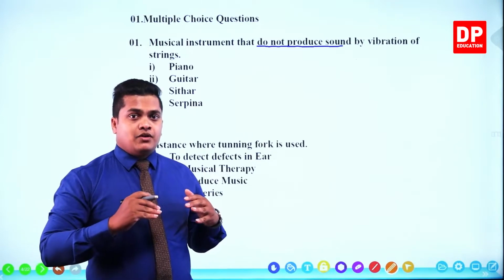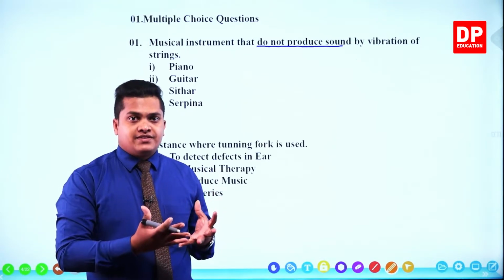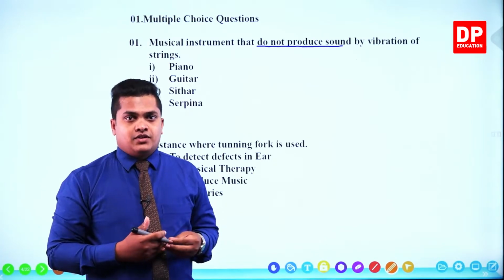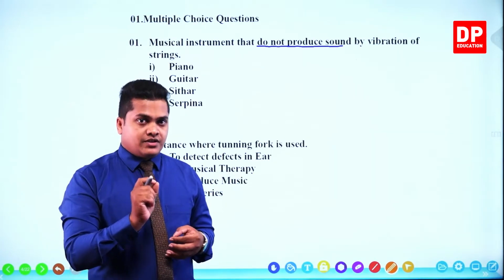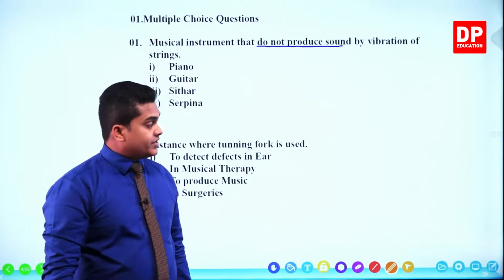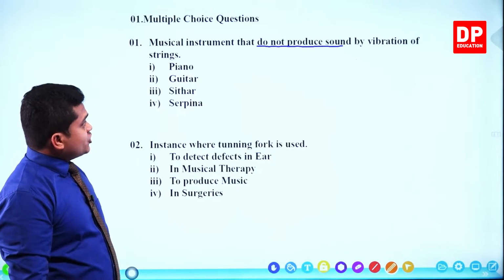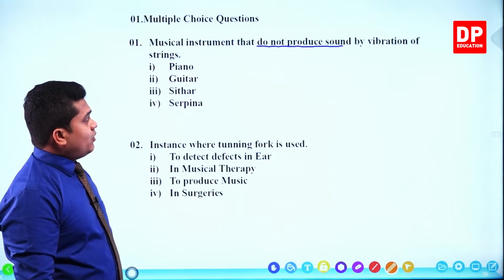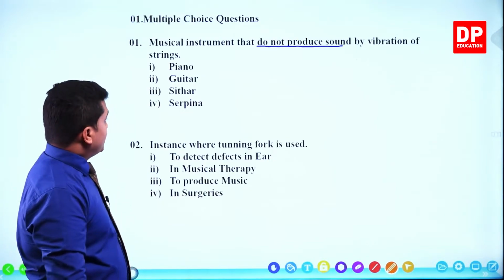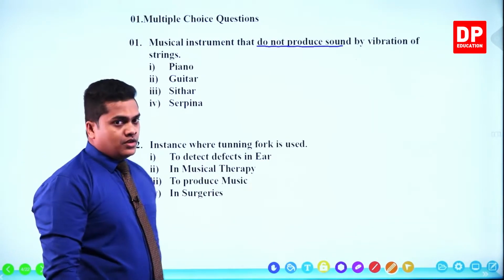Sometimes they are asking about not or negatives. Sometimes they are asking about yes, I mean the positives. So in that situation, you have to correctly select the better answer. Right. So musical instrument that do not produce sound by vibration of strings. First one is piano.